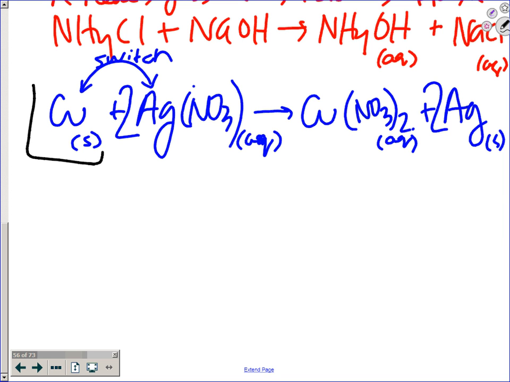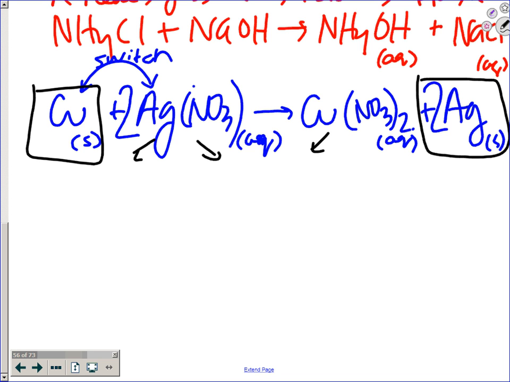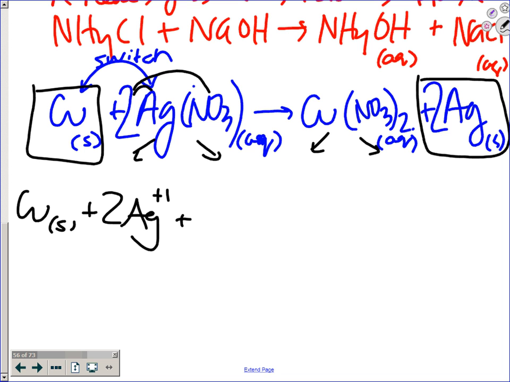So this one's going to stay as is, and this solid's going to stay as is, and these are going to get broken into their two ions from their aqueous form. So copper solid stays with us, plus what? Give me exactly what you're writing. 2Ag 1 plus, because that has a 1 plus charge. Plus, good, because that 2 distributes to both ions. That's 2 nitrate, NO3 1 minuses, yields.